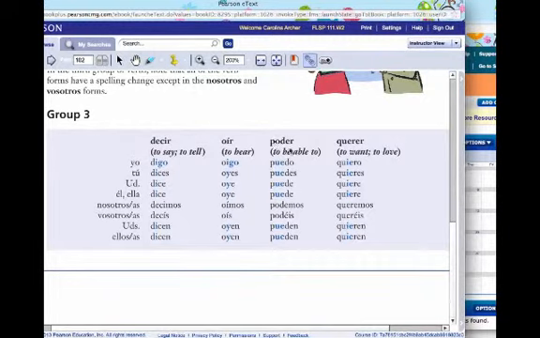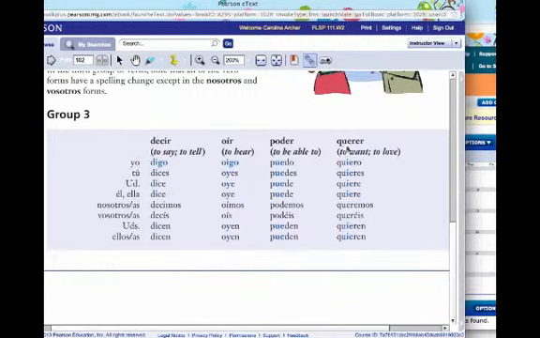Verbs like poder change the root from O to UE. So instead of the regular form, the root changes from O to UE. Yo puedo, tú puedes, usted puede, él, ella puede. Nosotros and vosotros conjugate regularly. Ustedes, ellos y ellas pueden.